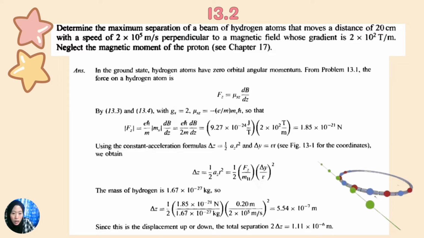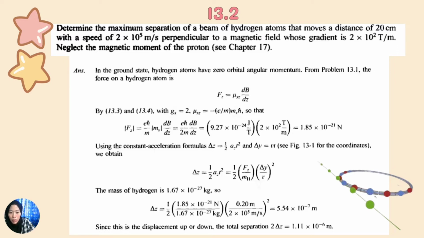So we obtain that delta z equals 1 over 2 a_z t squared, and we simplify the equation: 1 over 2 times F_z over m_H times delta y over v squared. The mass of hydrogen is 1.67 times 10 to the power of negative 27 kg. So delta z equals 1 over 2, and we just put all the values here.